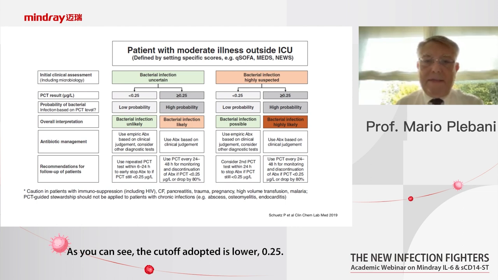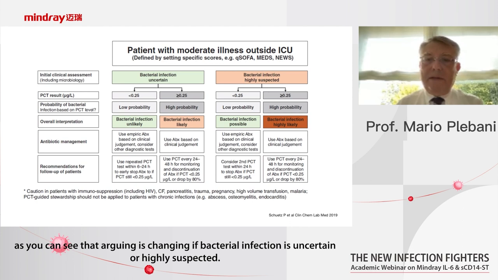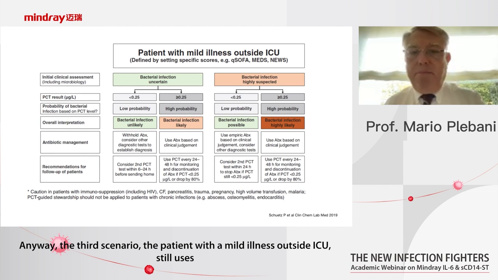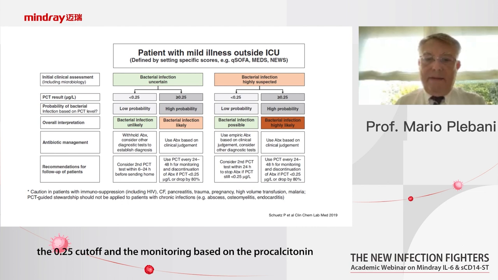The second scenario is a patient with moderate illness outside the intensive care unit. As you can see, the cutoff adopted is lower, 0.25. And once again, monitoring every 24 or 48 hours is recommended. And you can see that the algorithm changes if bacterial infection is uncertain or highly suspected. Anyway, the third scenario, in patients with mild illness outside the ICU, still uses the 0.25 cutoff, and monitoring based on procalcitonin after 24, 48 hours is strongly encouraged.